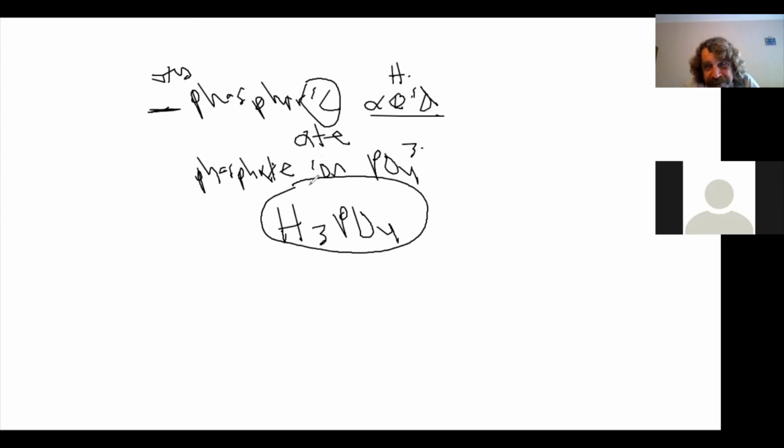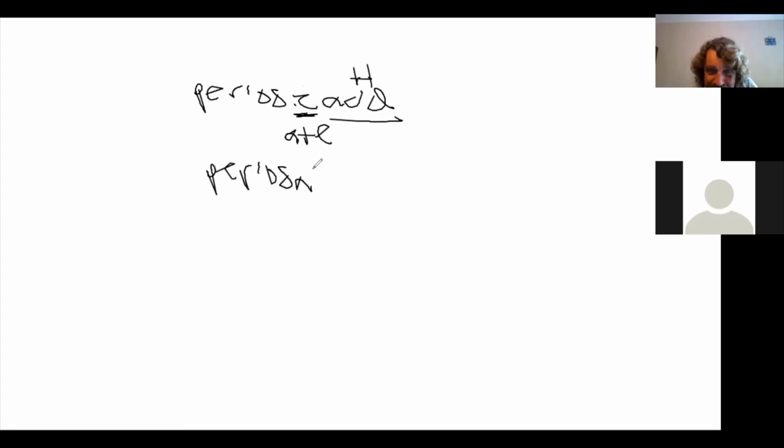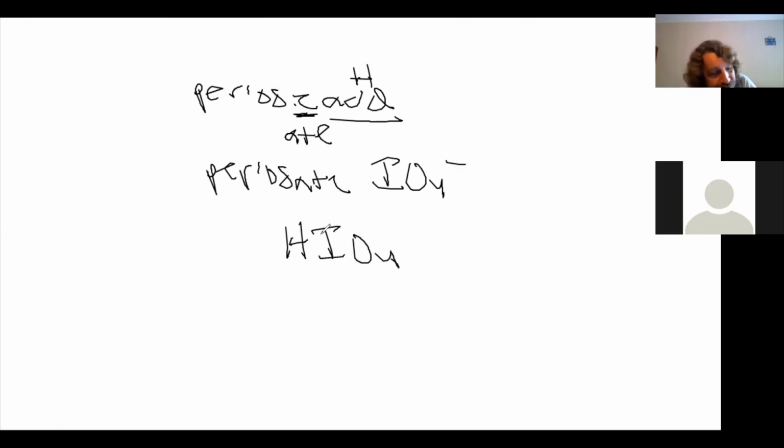Okay, periodic acid sounds a little unusual, but this is one you should know. First, acid tells you that there's hydrogen there, and then we've got this part. The ic comes from the ate, so the ion is periodate, which is IO4 minus, and so this would just be HIO4. Okay, bromous acid, again, the ous will come from the ite. So this comes from bromite ion, which is BrO2 minus, and so it'd be HBrO2.